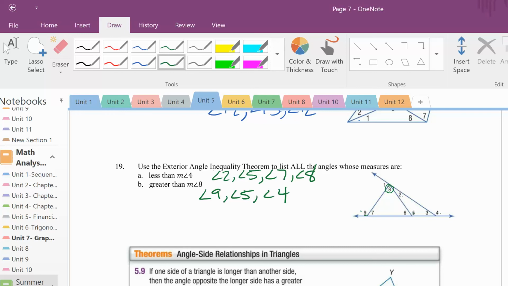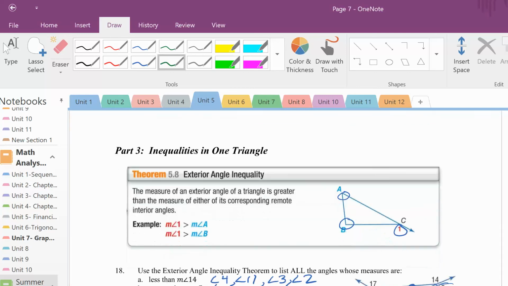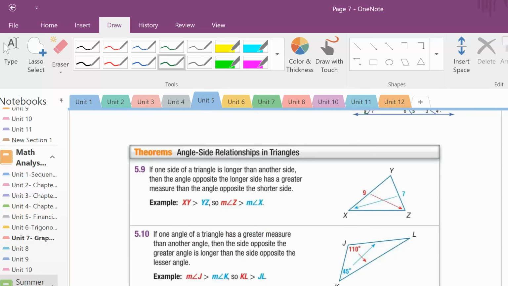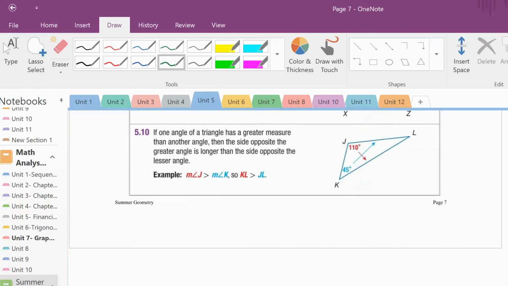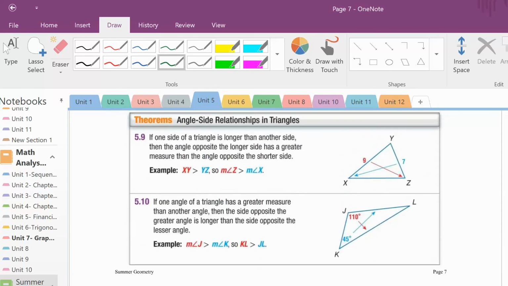All right, another relationship in a triangle is how the angles and sides work. It talks about here that if one side of a triangle is longer than another side, then the angle opposite the longer side has a greater measure than the angle opposite the shorter side. And it goes vice versa. So basically, the bigger angle is opposite the bigger side, and that works the other way, whereas the smaller angle is opposite the smaller side.